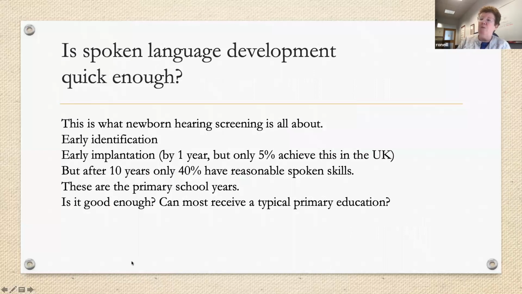So it makes you ask the question, is spoken language development quick enough? This is what newborn hearing screening is meant to be about. We're only achieving 5% by year one. Now, this was not in the UK, but in this particular health board. So I don't think it's really good enough. I'm most concerned that these results show over the primary years that the child is nowhere near achieving spoken language which is useful for learning.